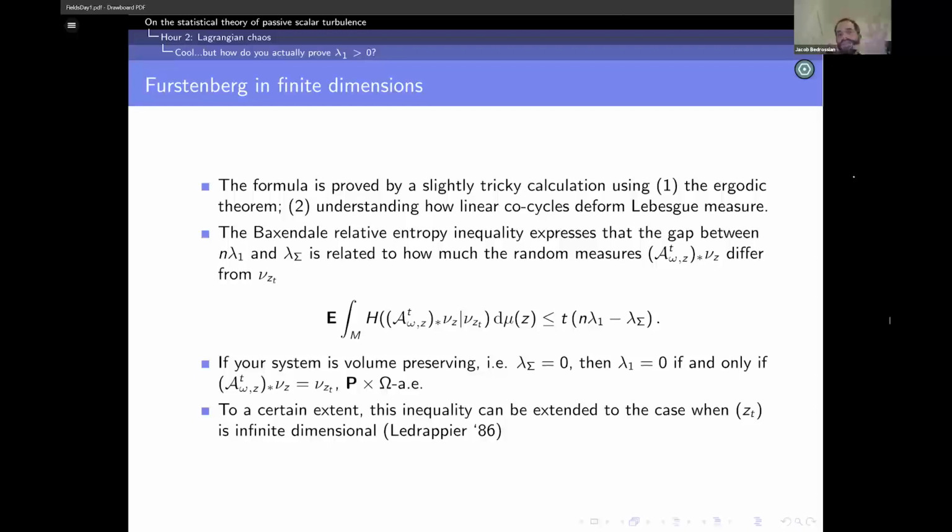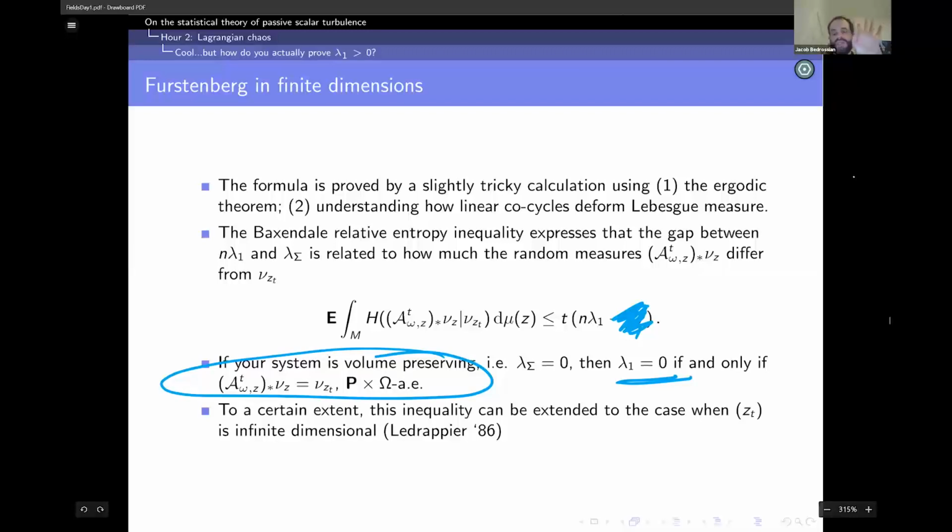The basic idea is that if your system is volume preserving, then if lambda 1 is 0, this has to hold almost surely. So this particular type of degeneracy has to hold almost surely. And there was actually some work in the infinite dimensional case, which gives you some kind of measure theoretic version of this identity, even though this doesn't make sense in the infinite dimensional case per se. So the work we're doing is kind of a cross between Baxendale and Drapier in some sense.